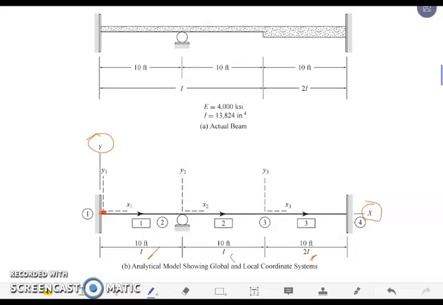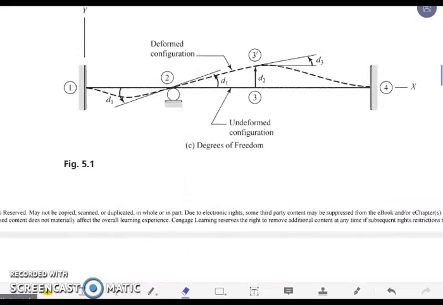Now we're going to identify our degrees of freedom. When the beam is subjected to an external load, of course, the member will deform. This is the deformation of the beam, and you have here the deformed configuration and the undeformed configuration as illustrated. This is the degrees of freedom, or the displacement, that may occur on our beam due to the external load acting on it.